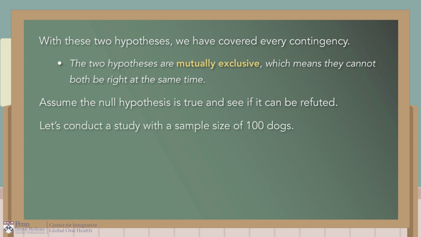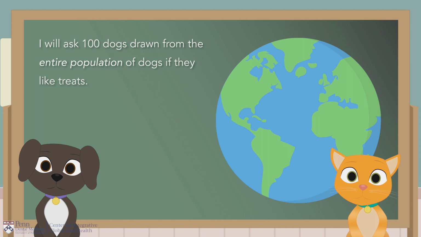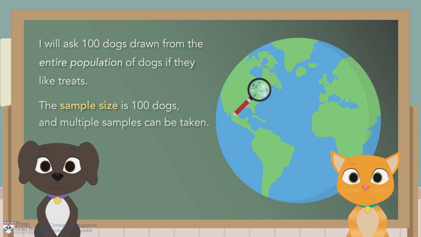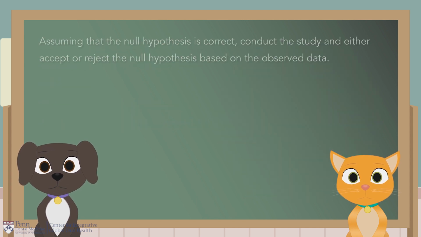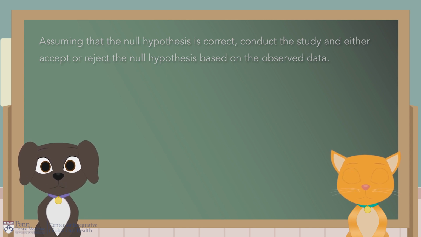I can conduct a study with a sample size of 100 dogs. You will give 100 dogs a sample of a treat? No, Hans. I will ask 100 dogs, drawn from the entire population of all dogs, if they like treats. My sample size is 100 dogs, and I may collect several samples of 100 dogs. Here's the important part. I will assume that the null hypothesis is correct, conduct my study, and based on my observed data, I will either reject or not reject the null hypothesis.